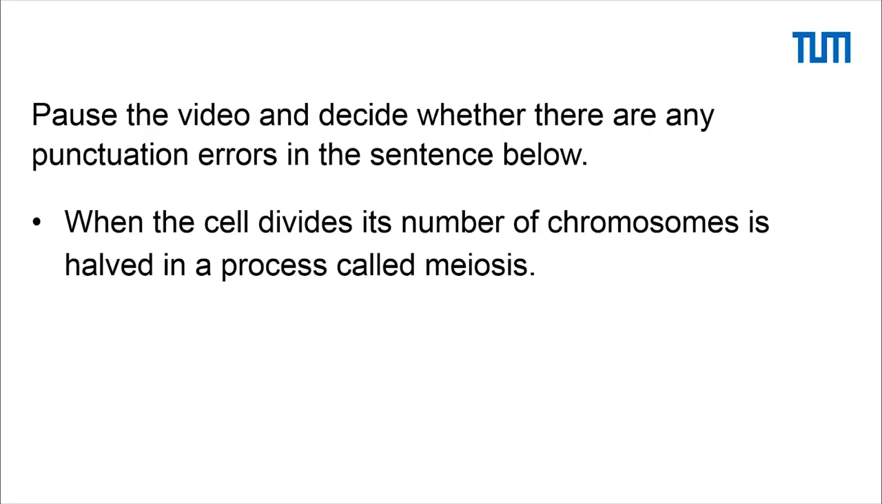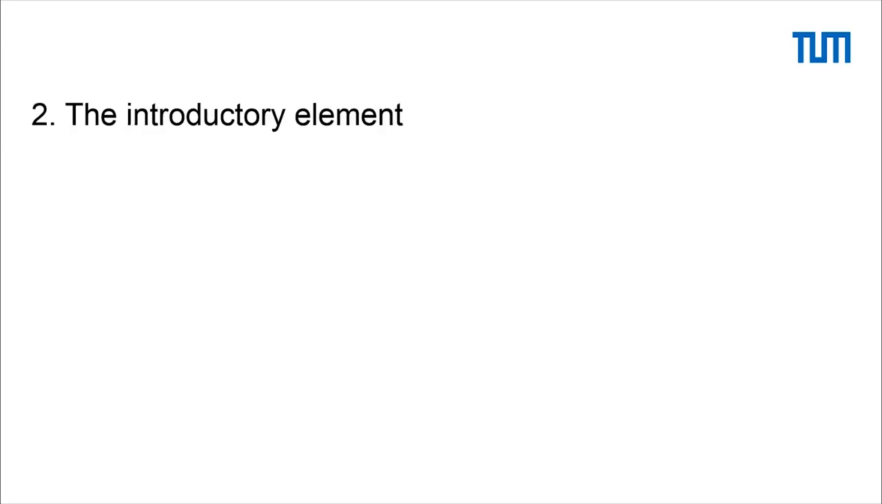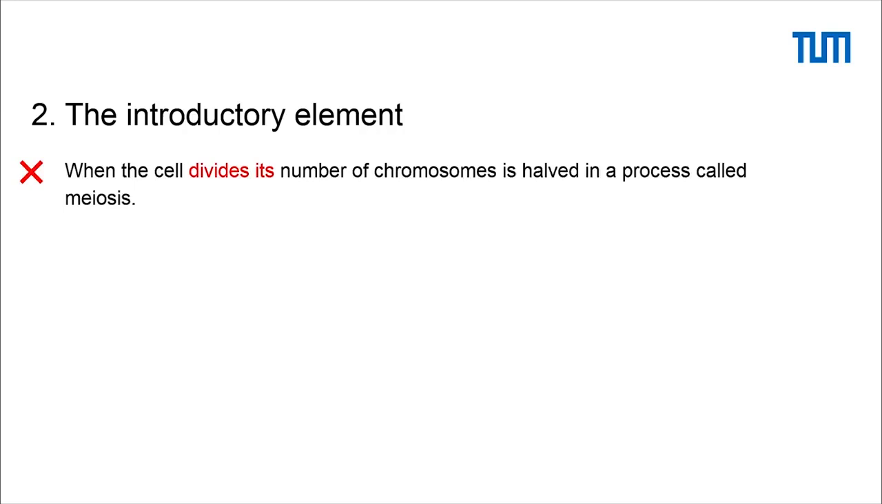Next sentence. Please once again pause the video, decide if there are any errors, and if so, correct them. The issue that we're looking at here is the introductory element. The introductory element is everything that comes before the subject in your sentence. In the example sentence here, the subject is its number of chromosomes. So the introductory element is when the cell divides.